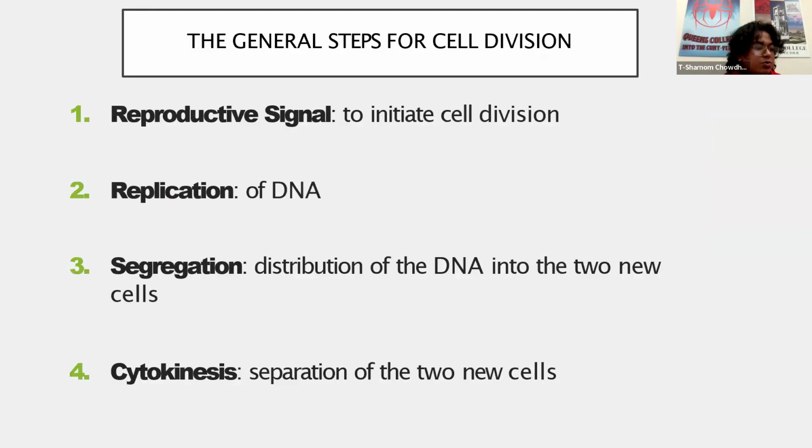So the general steps for cell division. You have a reproductive signal, which initiates the cell division. You have replication of DNA, then segregation, where the DNA gets distributed into 2 new cells, and lastly, cytokinesis, where the 2 new cells are separated.